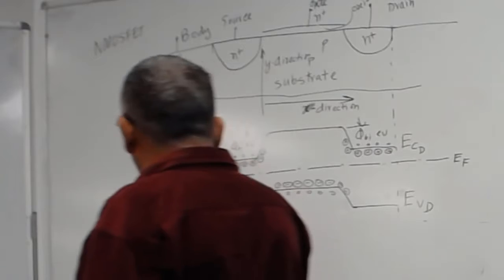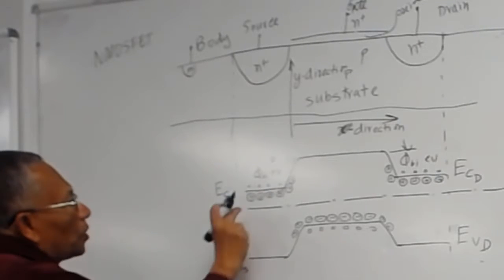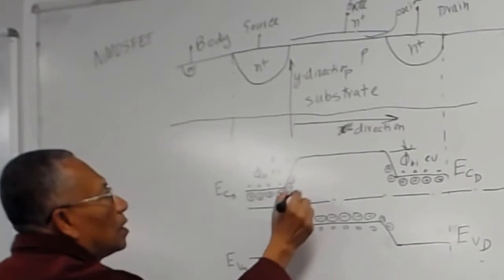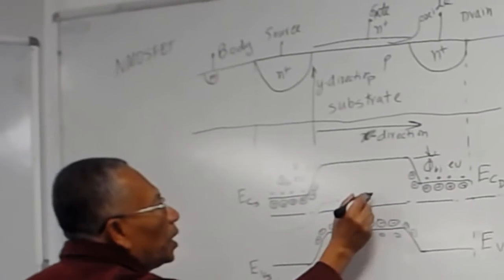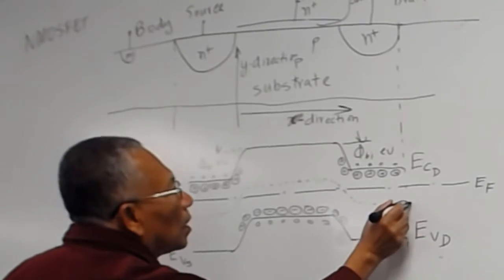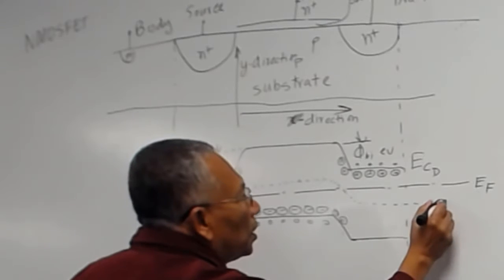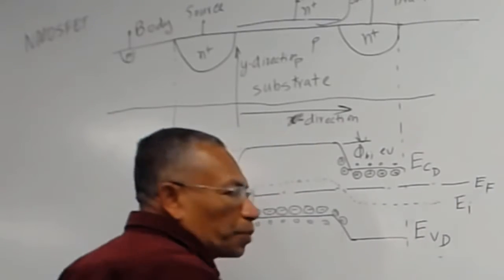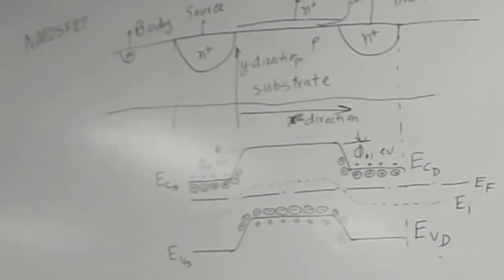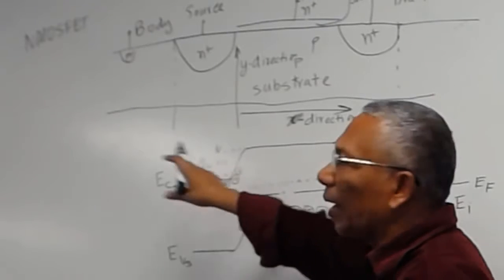And you can put your intrinsic level at the midway. Midway between here is somewhere here. This is your E_I, intrinsic. If it is not doped at all, this is going to be your Fermi energy level. So now you see, you have this barrier here, this barrier here.